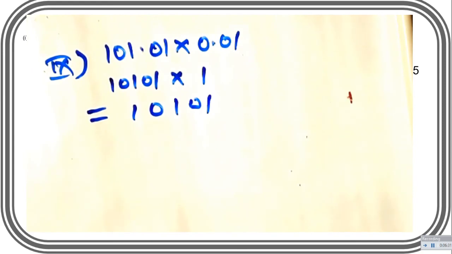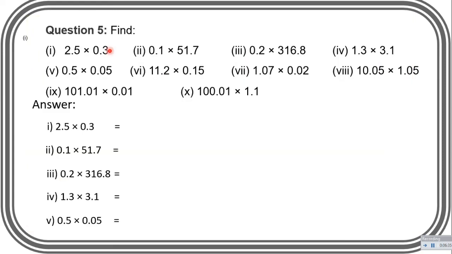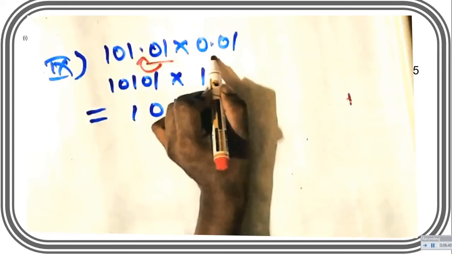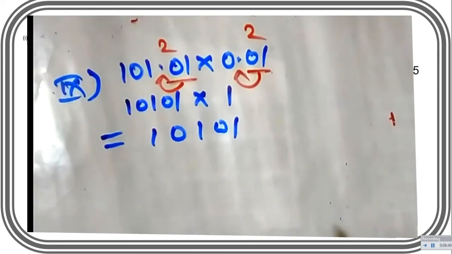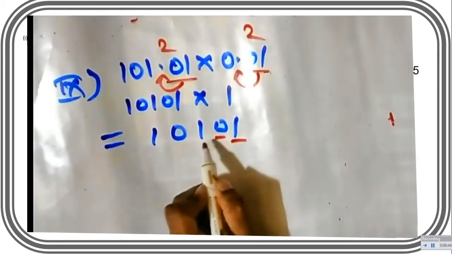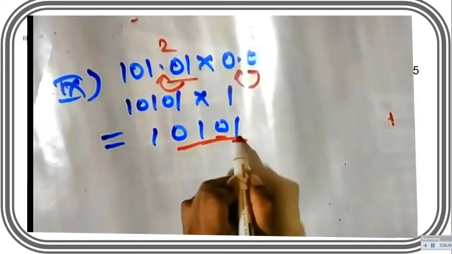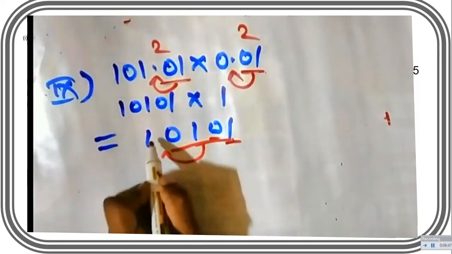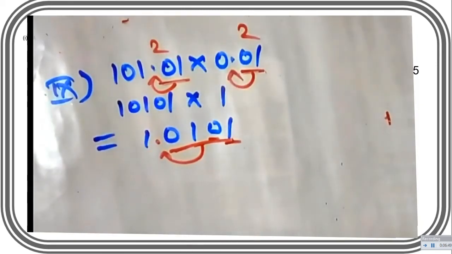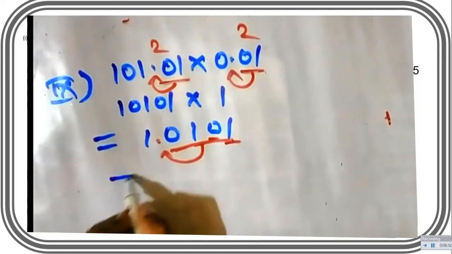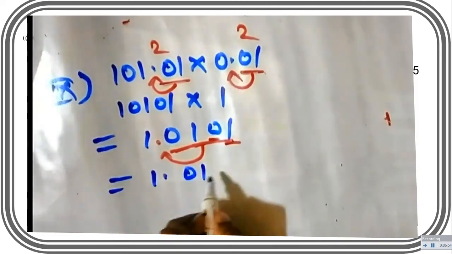Now count the number of places. Here we have two numbers after the decimal point, and here also we have two numbers after the decimal point. So 2 plus 2 equals 4. Count 4 numbers, 1 2 3 4, then put the decimal here. So your answer becomes 1.0101.